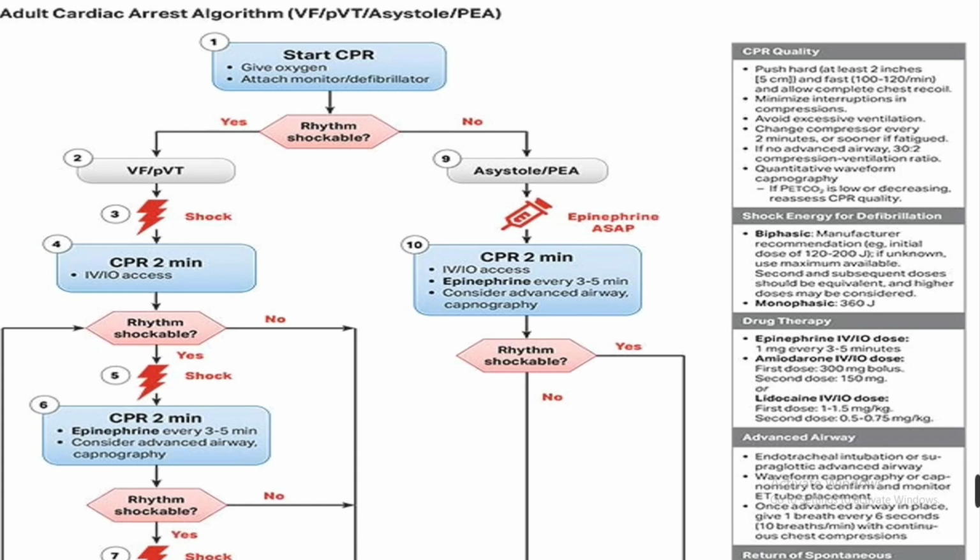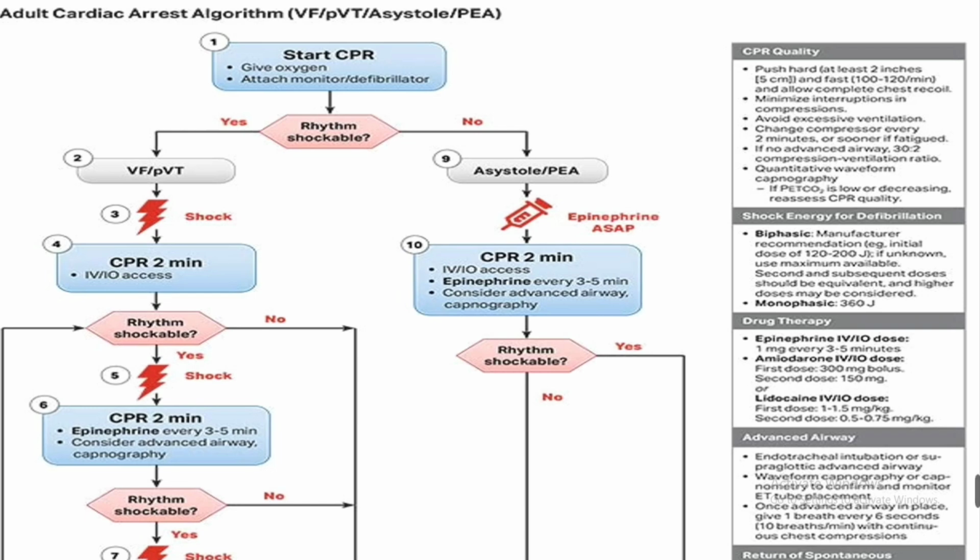Then you have to avoid excessive ventilations. Change the compressor every 2 minutes or sooner if fatigued, because if you are fatigued, your quality of CPR delivery will be hampered. If there is no advanced airway, then the 30:2 compression-ventilation ratio will be continued. Then quantitative waveform capnography is monitored; it is the reliable method for assessing the ventilation and breathing in these patients. If the PETCO2 is low or decreasing, you have to again reassess the CPR quality. We will study in further slides in detail what PETCO2 is and why it is low. Then we have to reassess our CPR quality.